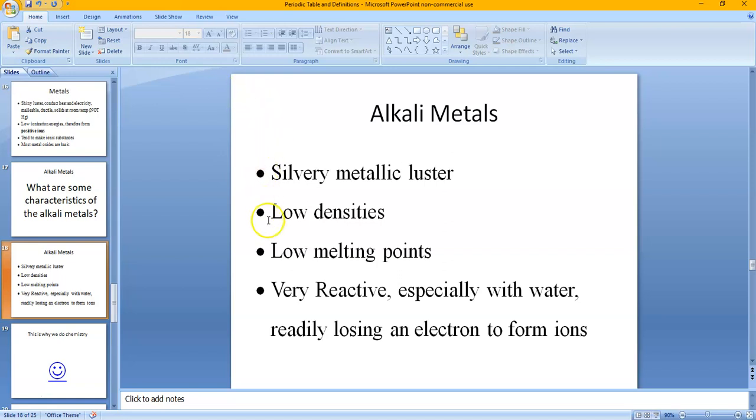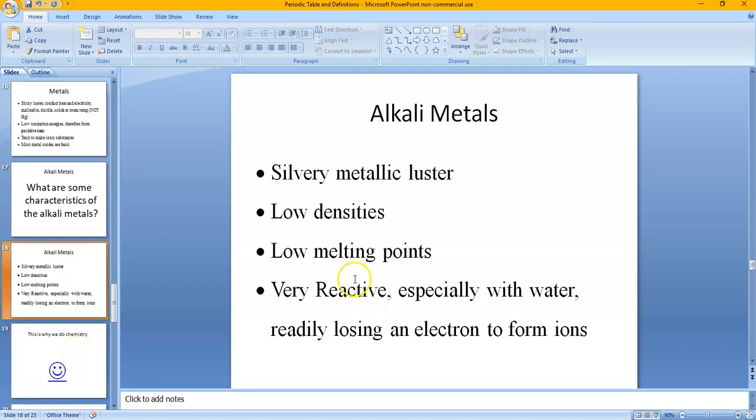They also have lower melting points because they're very soft. They're not as hard as other metals, and so therefore they melt easily, and they have lower densities. Okay? So alkali metals are unique in that way.